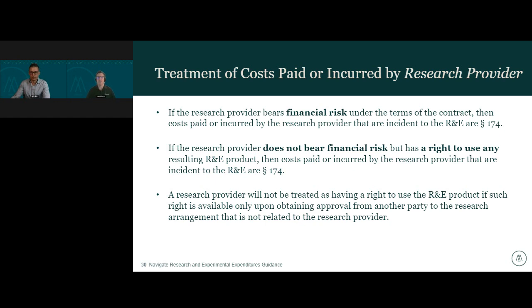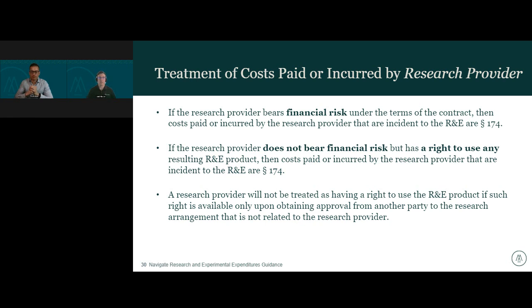And then the last point here, it's not going to be uncommon to see double capitalization under this guidance, where both the research recipient and the research provider are capitalizing costs for the same R&E product. So for example, payments made from the research recipient, where the research recipient has the financial risk, but there's shared rights in that R&E. In that case, both parties would likely have section 174 R&E expenditures to capitalize.